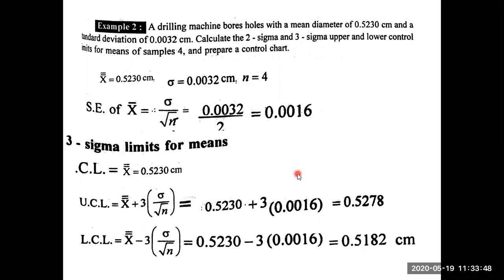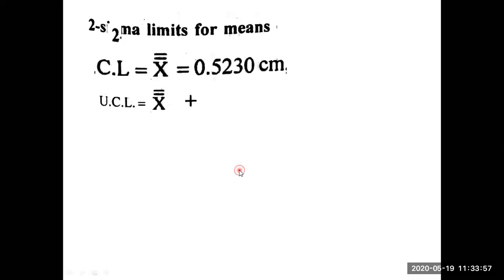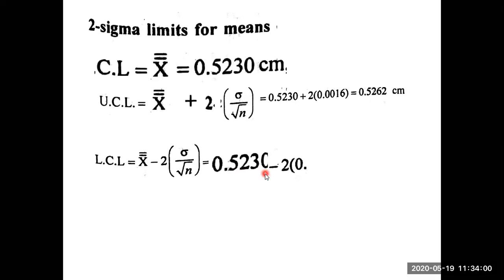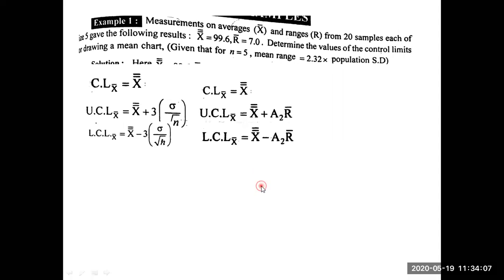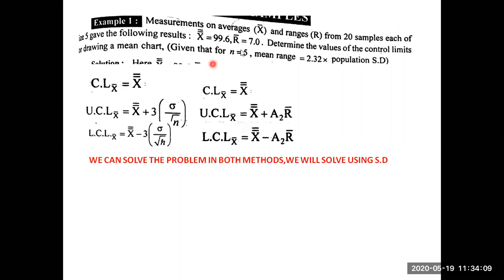This problem is nothing but when standard deviation is given, you have to use these two formulas. Next, 2 sigma limits means in place of 3 you have to write 2. This is no doubt at all. Next, this is a very important problem. Here this problem you can do it using this formula or this formula, because R bar has given and standard deviation is also given, but for better understanding we will use the standard deviation method.